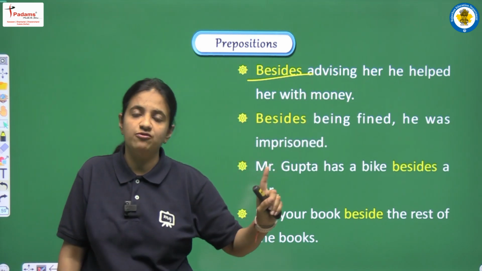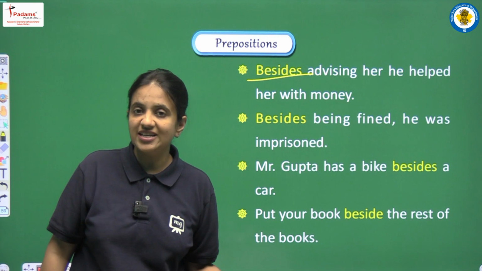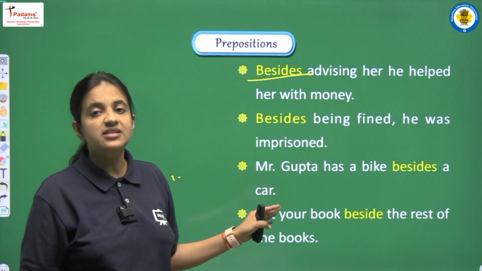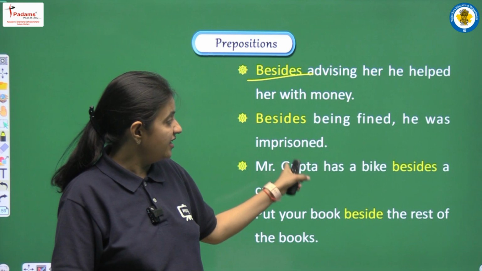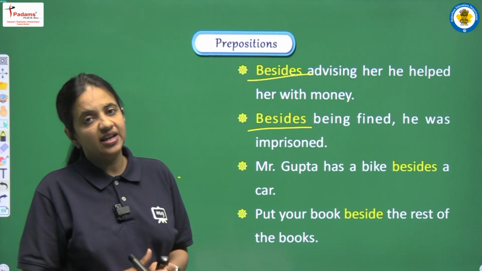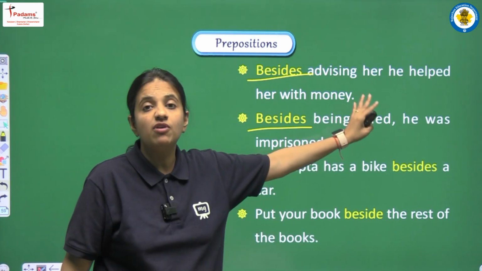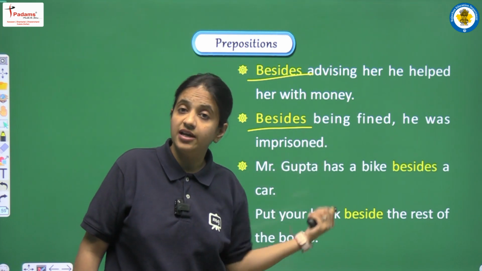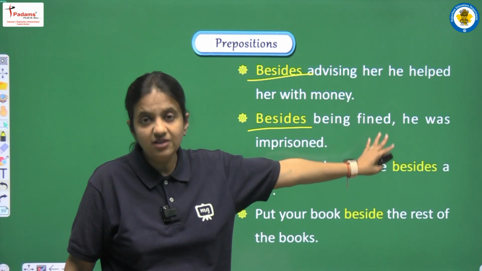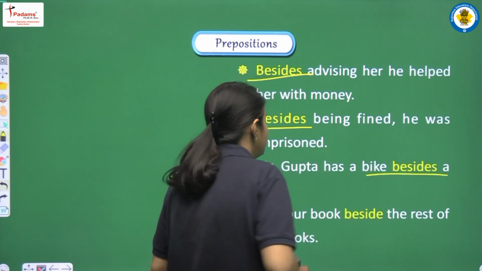So students, you have to be very careful. These are two separate prepositions, beside and besides. They have their own uses and their own meaning. So in this sentence we have besides, and besides means in addition to. Next is, besides being fined, he was imprisoned. In this sentence also we have besides, and the meaning is that there was one person we are talking about here. So he was not only fined, but also imprisoned. Actually he did some kind of mistake, some kind of crime. Because of that he was not only fined, but also imprisoned. Clear?